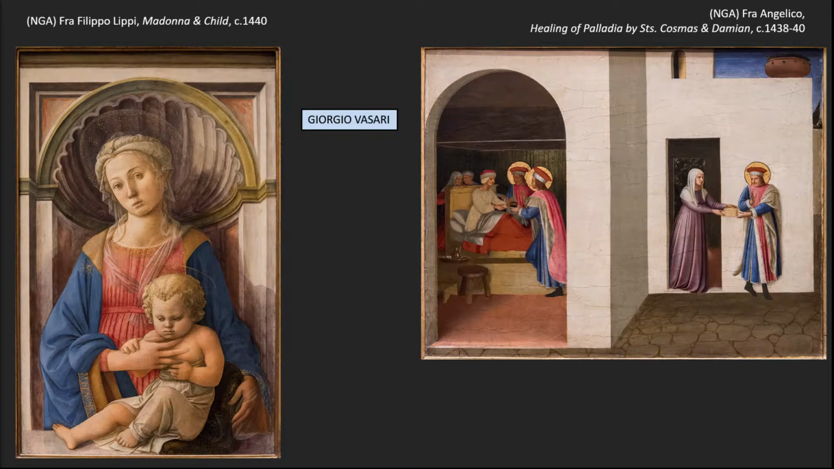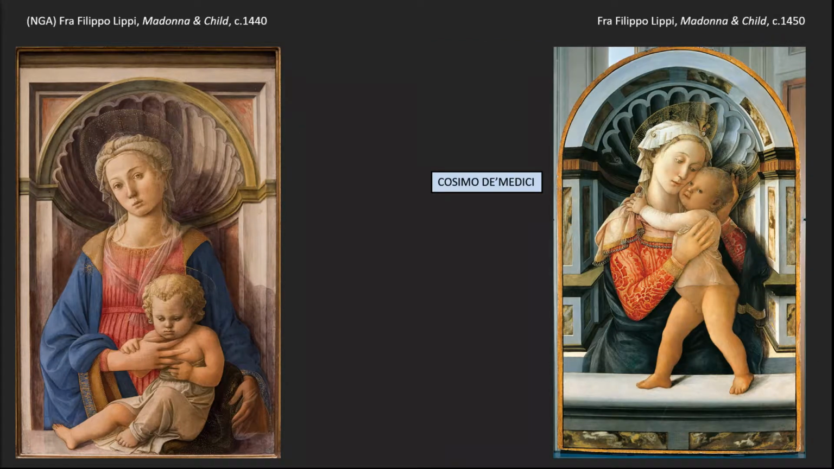And he also tells us that Lippi also worked for Cosimo de' Medici regularly. And there's a lot of evidence that supports this, right, that he did. And in fact, in the Medici Palace in Florence, there's a Fra Filippo Lippi that looks an awful lot like ours, right? And this one was made for Cosimo.